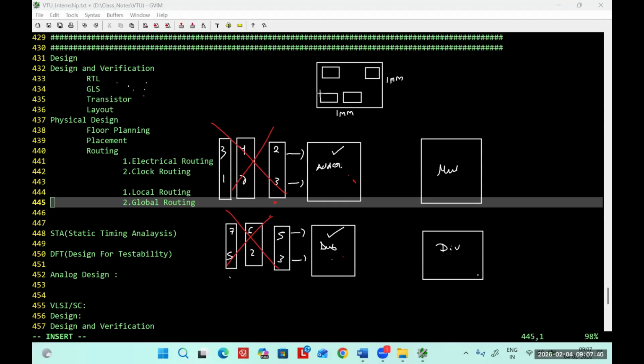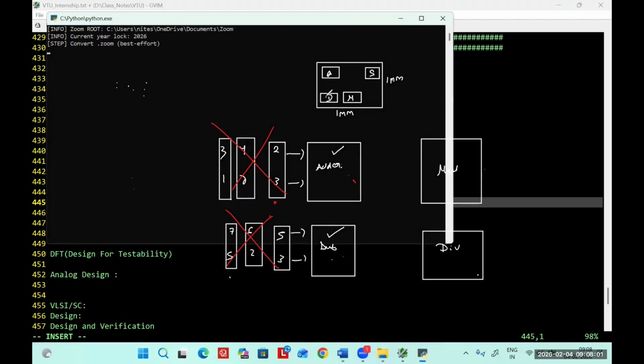Placement. Correct. Adder, subtractor, multiplication, division. Why have you kept them like this? See, there is some reason. Okay, I ask you, why do you keep them in Agnimun? Why do you keep them in Agnimun?